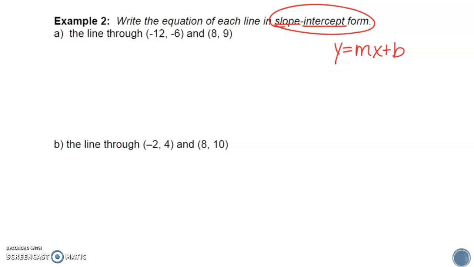So in part A, it wants the equation of the line through the point -12, -6, and through the point 8, 9. So from that pair of points, I need to find the slope. So I can use my slope formula that we've been using over the last day or two.